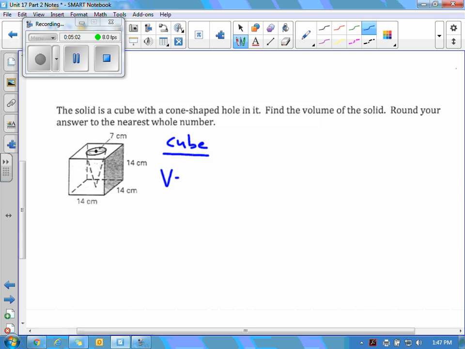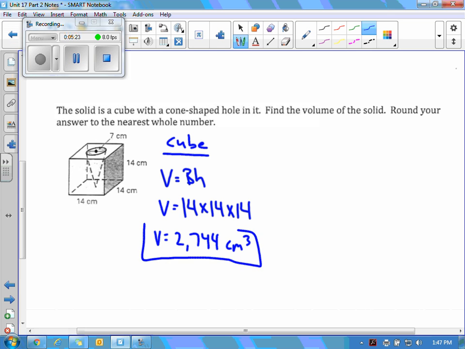So to find the volume of the cube, that'd be the area of the base times the height. But since it's a cube, that means everything's squared. So really, I'm just doing 14 times 14 times 14 to get the volume of that cube. So when I multiply all those together, I get a volume of 2,744 centimeters cubed. So that's the volume of the cube.